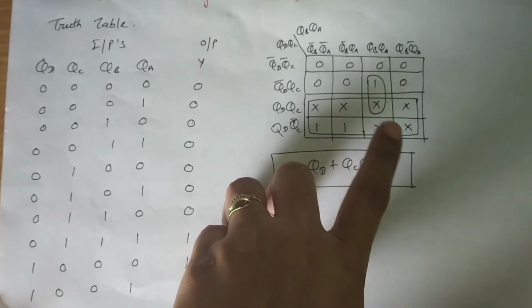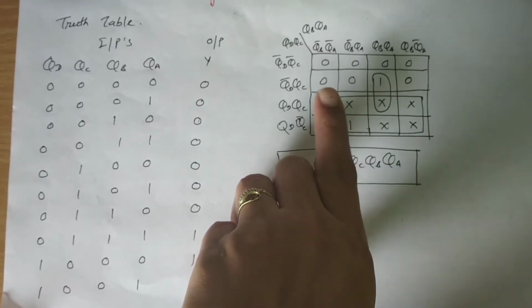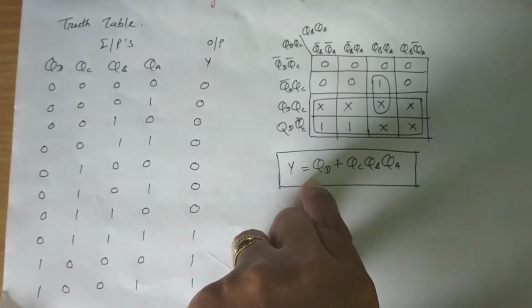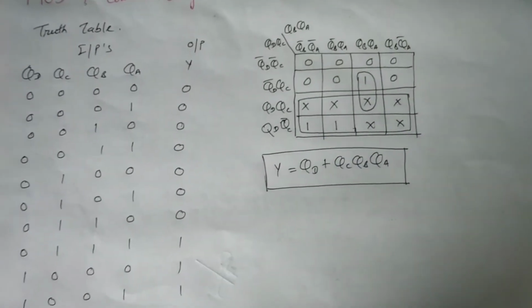So I have put don't care there, and after that I made the grouping. So this is a group of 8 and this is a group of 2. I finally get the reset logic, that is QD plus QC QB QA, right? So this is the equation.